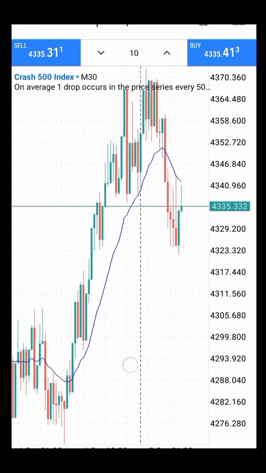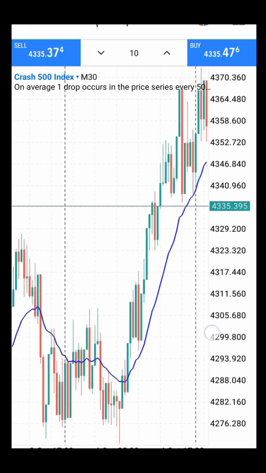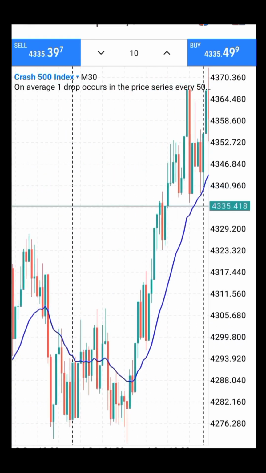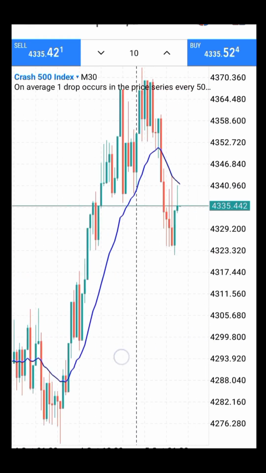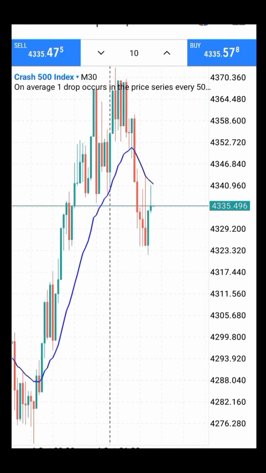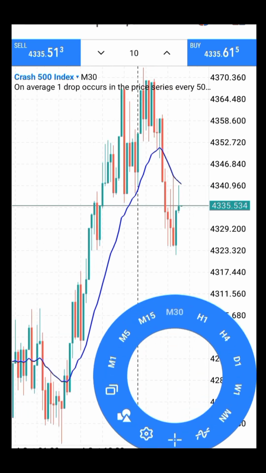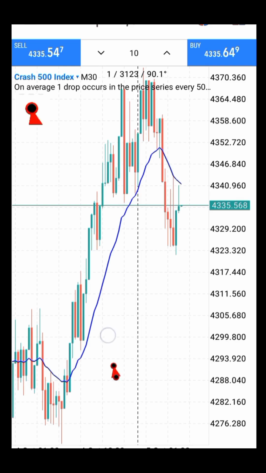If you do that correctly, you should have something like this. Let's increase the pixel, let's use 4 pixel. So you should have something like this on your chart. By now, you should know what the moving average is working for. It's working for the trend, to tell us when the market is buying and when the market is selling. For the sake of people that don't know, anytime you see this moving average below the candle, it tells you the market is buying, and anytime it's above the candle, just like this, it tells you the market is selling. So let's continue.